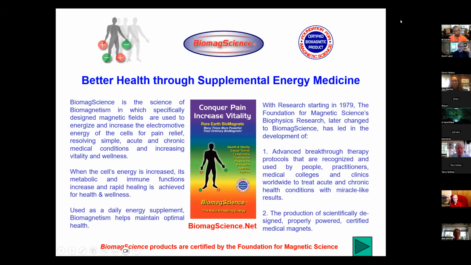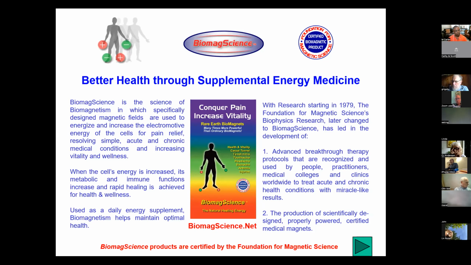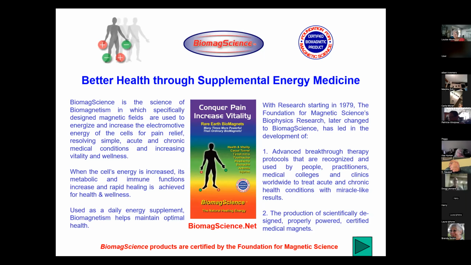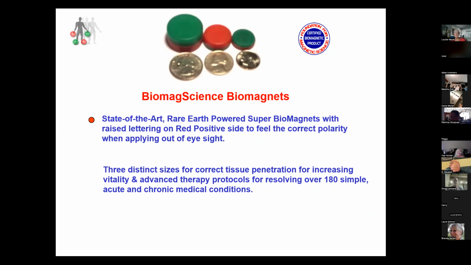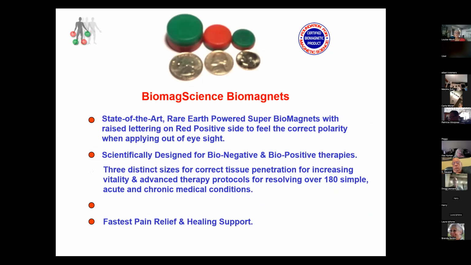So, well, I call this BiomagScience. And by the way, Joy, when you said static magnets, that's what they are. But I like to think of them as solid state, because static to me is really a misused term in this sense.